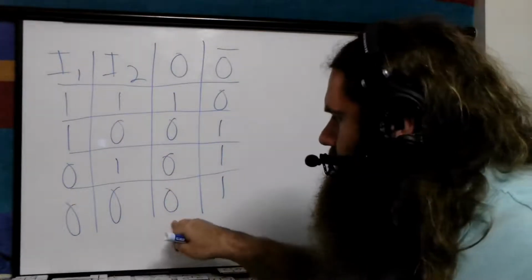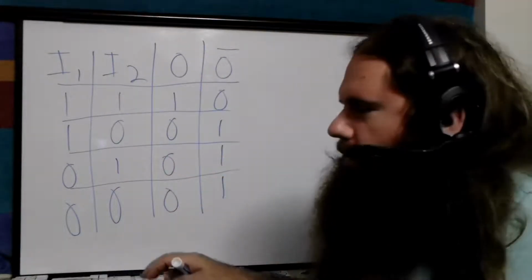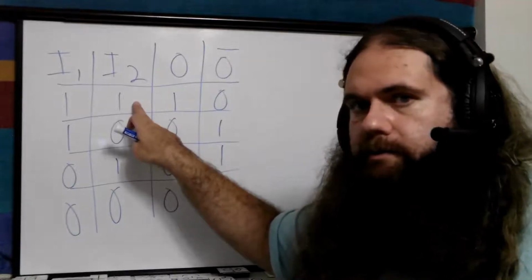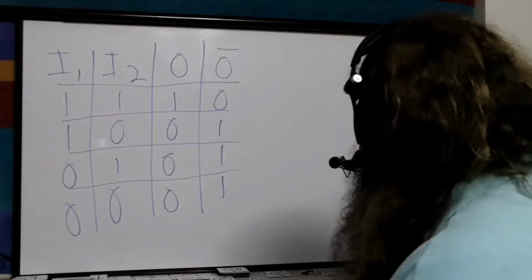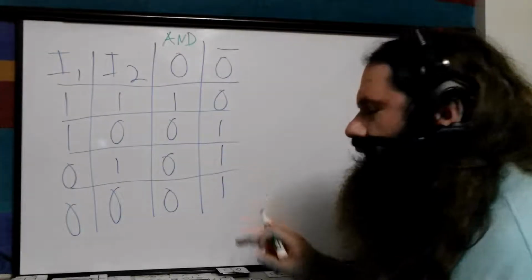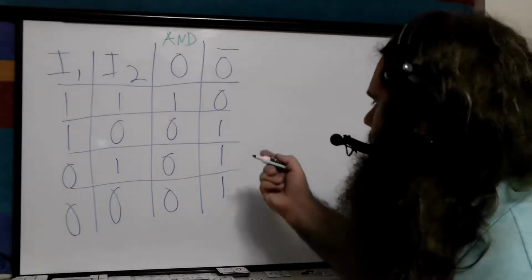If neither is 1, the first output is 0. If only one of them is 1, the first output is 0. If input 1 and input 2 are both 1, it's 1. That is called AND. This is AND. And the opposite is just the reverse. It's not AND. We call it NAND.